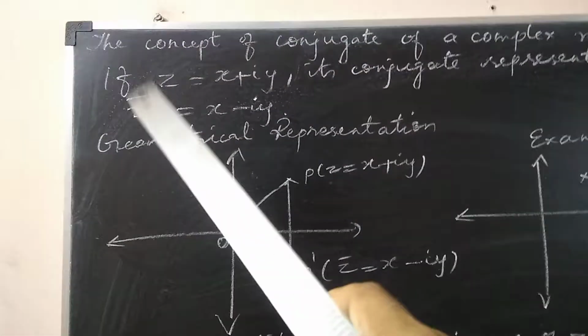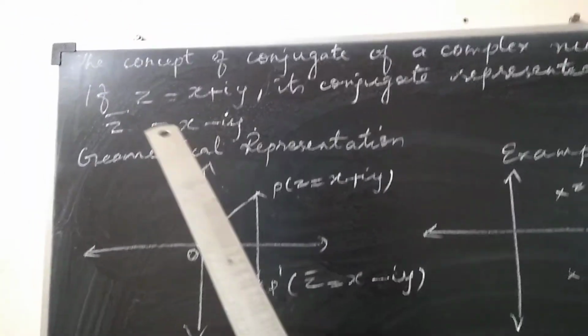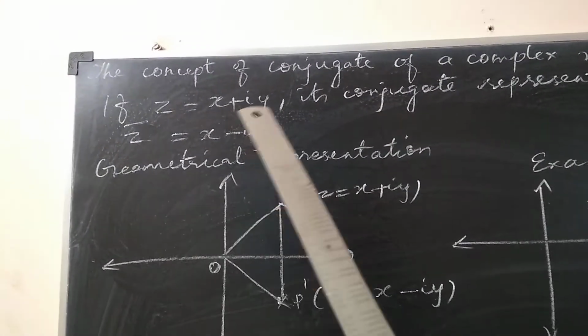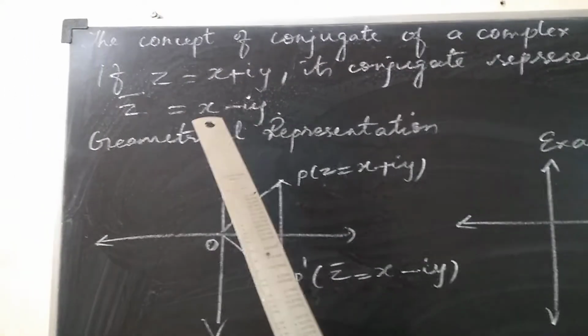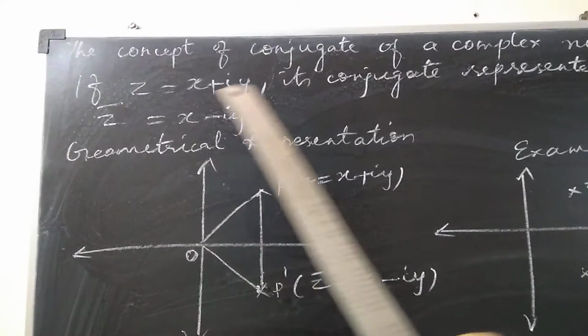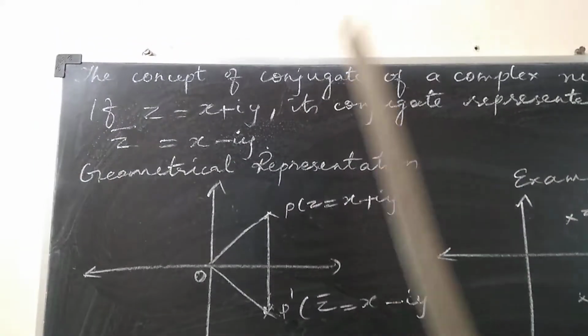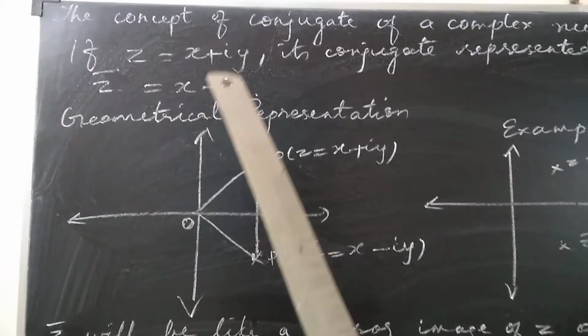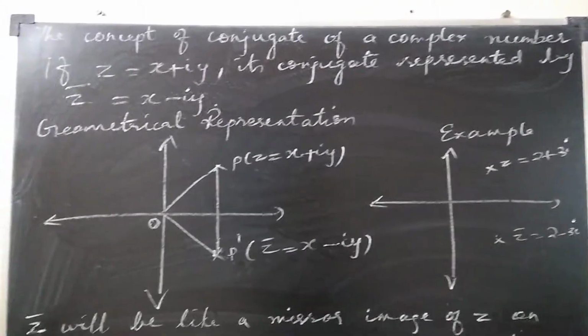Here we discuss the concept of conjugate of a complex number. If z is x plus iy is a complex number, the conjugate is represented as z bar, which is equal to x minus iy. I have already discussed the concept of conjugates with you when we were discussing the concept of division of complex numbers. Now we go deep into it, still more properties, etc.